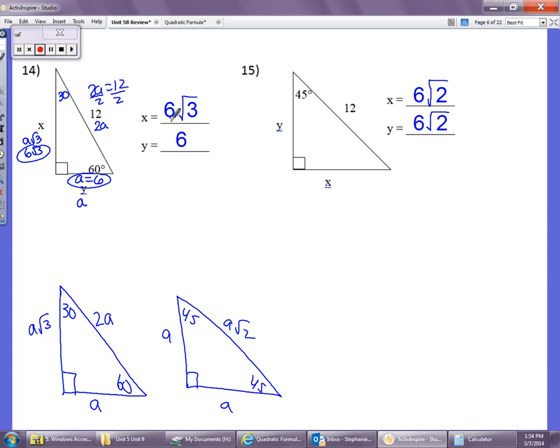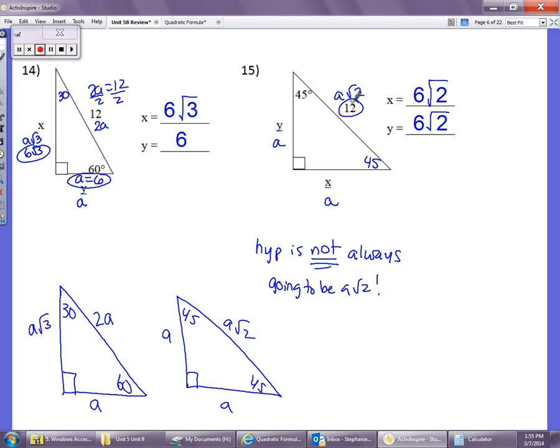Alright, looking here, this is a 45, 45 triangle. So that means that both of these should be A, and that should be A radical 2. Now, your hypotenuse is not always going to be A radical 2. Just because there's a radical 2 in the basic formula doesn't mean that a hypotenuse will have a radical 2. Right now my hypotenuse is 12.